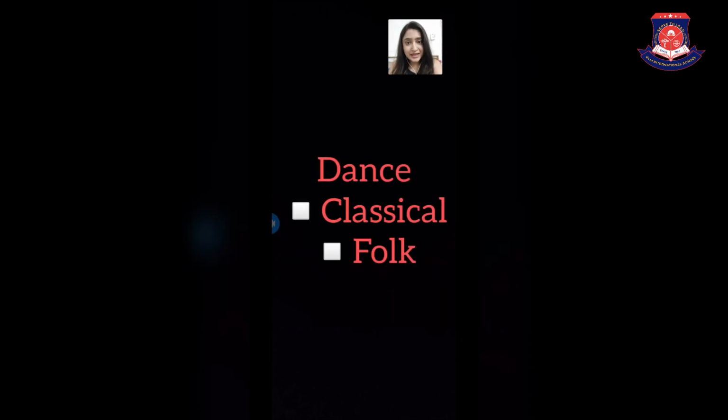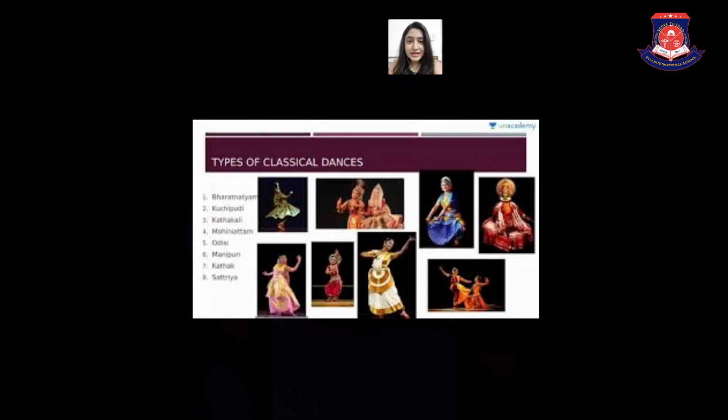Now next comes the category of dance. India has a varied variety of dance forms. Here we have further two categories, that is classical dance form and folk dance form. Classical dance form is a dance form which has some specific rules, specific postures that have been followed over the years. And this includes Bharatanatyam, Kathak, Kathakali and many more.